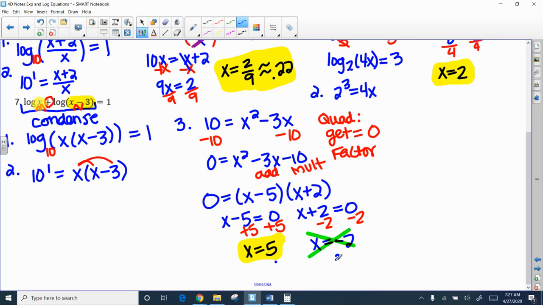It doesn't work. And what that is called is extraneous. So this one, number 7, only has one solution, x equals 5, because the other one, x equals -2, is extraneous. So we're going to stop there. Now we have seen lots of different logarithmic equations, and tomorrow we'll see some exponential equations.